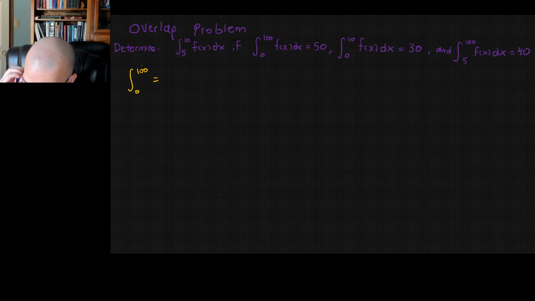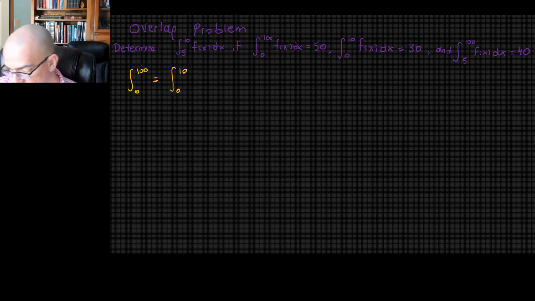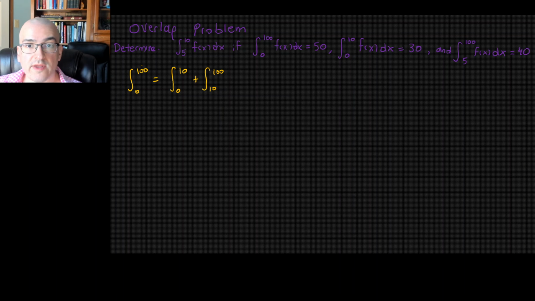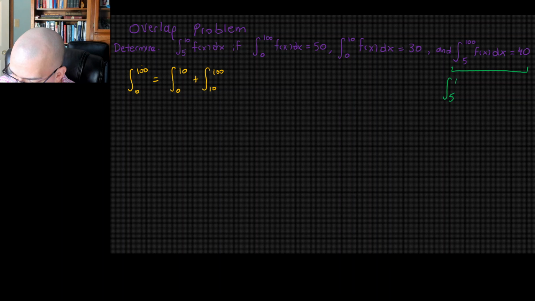Looking at what I have here, I have an integral that goes from 0 to 10, and I have an integral that goes from 5 to 100. So that's a bit of a problem. I want to go from 10 to 100. So how can I go about doing that? Well, I'm going to take this integral from 5 to 100, and I'm going to rewrite it. Integral from 5 to 100 is equal to the integral from 5 to 10 plus the integral from 10 to 100.